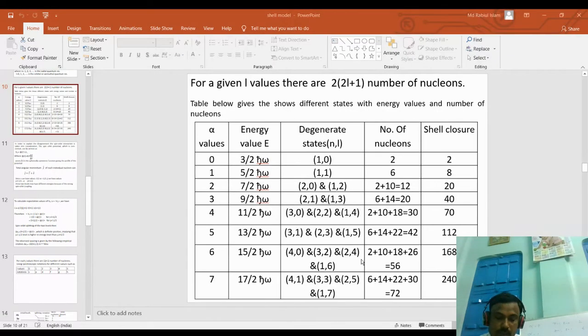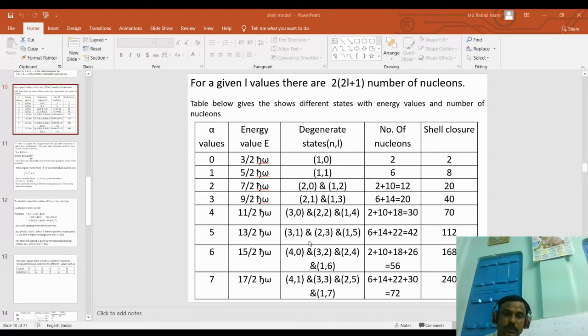Now the spin orbit force is not central, because spin has discrete values, plus half or minus half. There is no other value. So spin is discrete, and L values are also discrete; they should have integral values. So the spin orbit interaction potential should be non-central in nature.